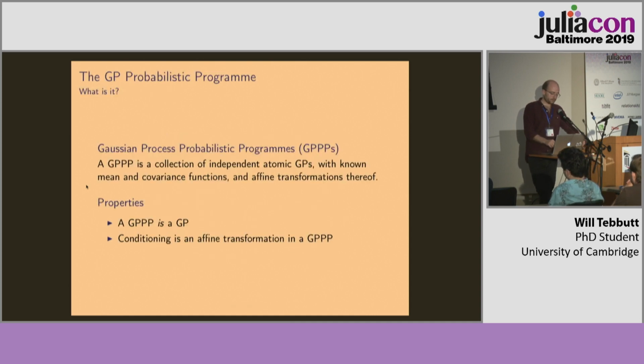So this leads us to what Stheno is. It's a thing for constructing these objects that I call the Gaussian process probabilistic program, or Gaussian process probabilistic programs. They're a collection of these independent atomic GPs, like the first thing we specified, where we have a mean and a kernel, and ways of combining those things to make more interesting things, and then doing inference on those.